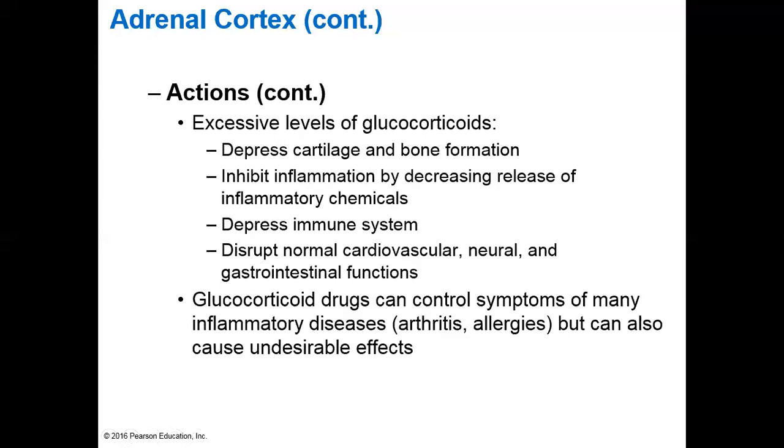All right, so what else is there that we need to know? Excessive levels could depress cartilage and bone formation, so too much is a problem. Could depress your immune system, so again, that's a problem. And then this whole thing about disrupting cardiovascular, neural, and gastrointestinal functions, yeah, so it's, you know, it's glucose, right? It can be a problem. Glucocorticoid drugs can control many symptoms of inflammatory diseases, arthritis, and allergies, but you get undesirable effects as a result of that. And these would be those undesirable effects.